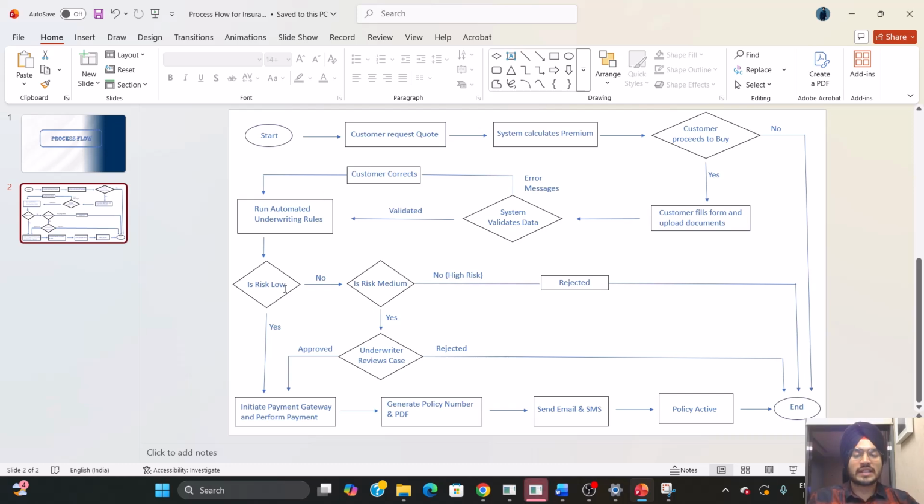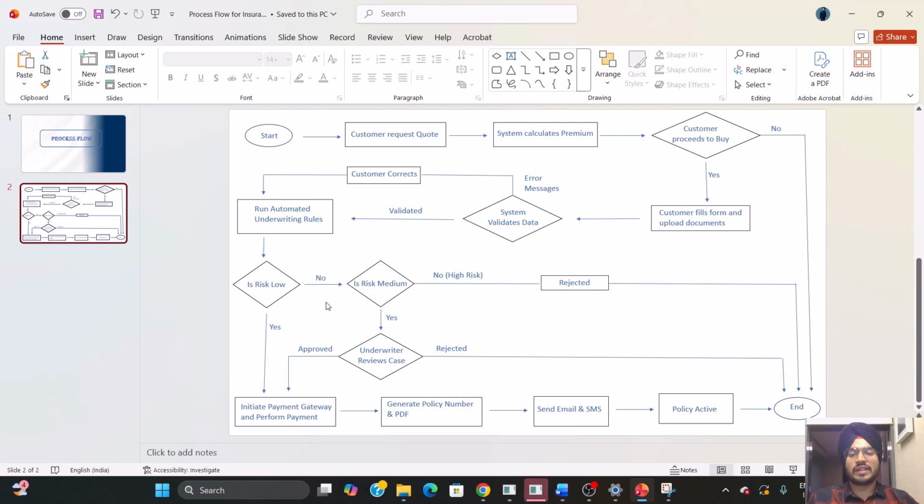Okay, if the risk is low, then customer can initiate with the payment. But if the risk is not low, it is medium or high. High would be straightforward rejected. In the case of medium, manually the underwriter needs to review the case. After manually reviewing it, if it is approved, then the customer can initiate with the payment. If it is not approved, straightforward rejected and the workflow ends.